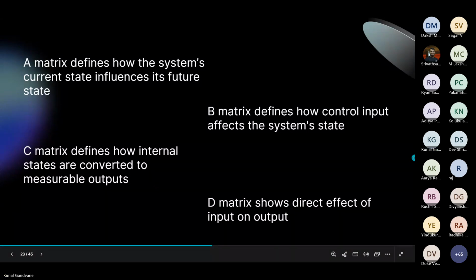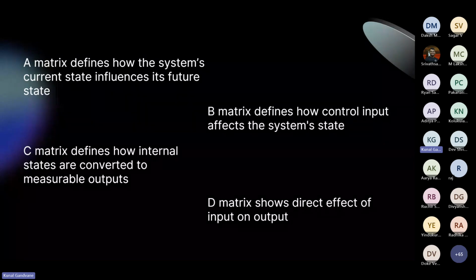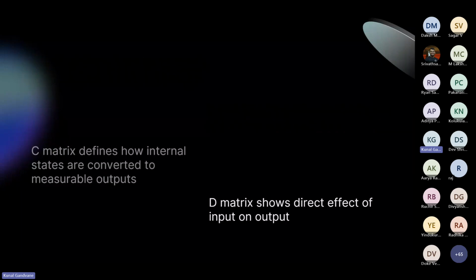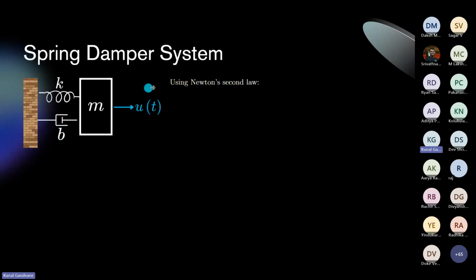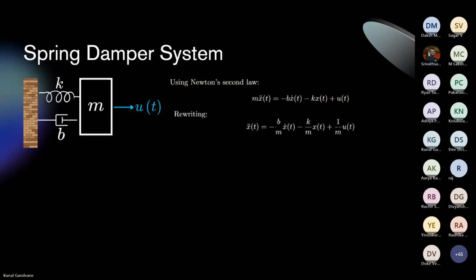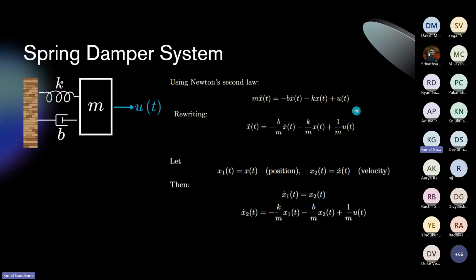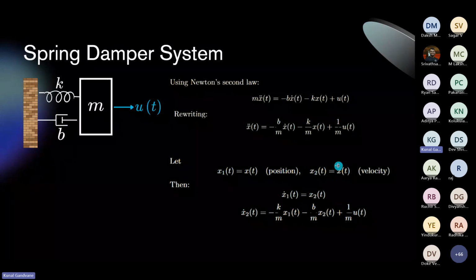So I think it's hard to understand just by definition. So let's move to an example. This is a spring damper example. Using Newton's second law, we can write this equation: mass times acceleration is spring force plus damper force plus the force we applied. And if we rewrite, we get an equation like this. And here let's say x1 is our position and x2 is velocity.